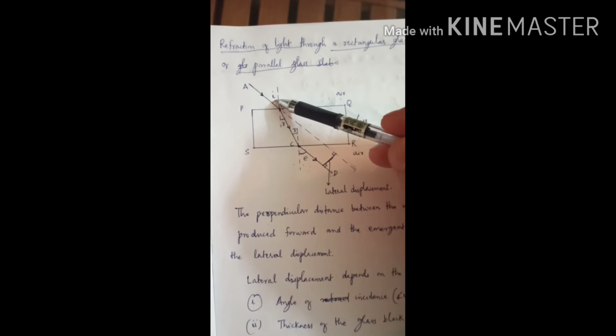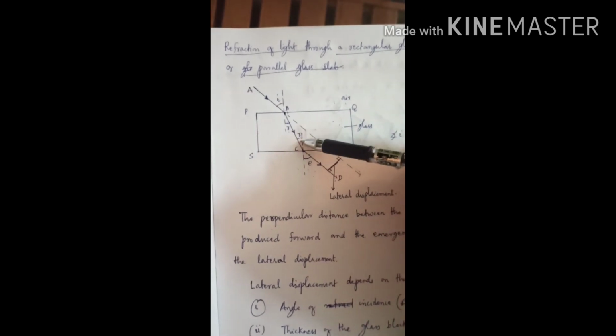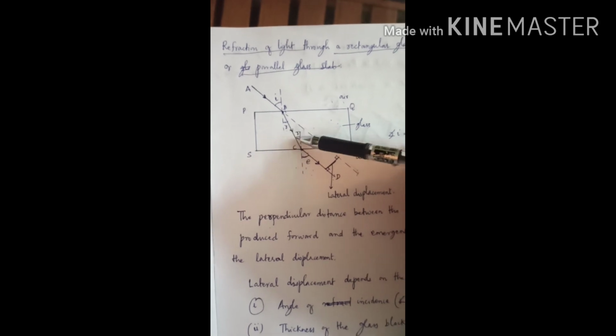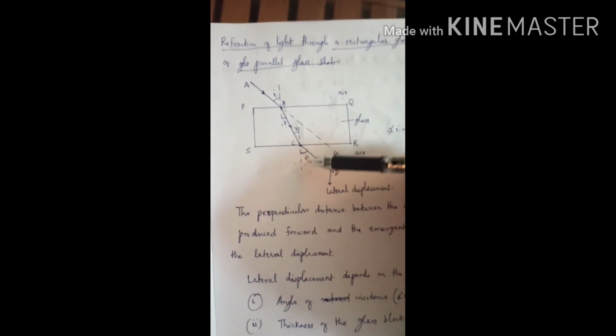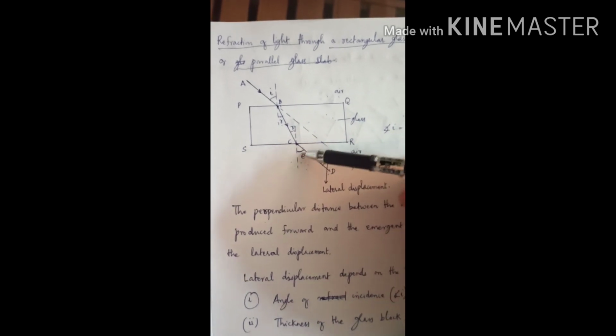So I is the angle of incidence, this is the angle of refraction R. If this angle is R, this will also be R. This type of angles are called alternate angles. And here this is the angle of emergence, the angle between the emergent ray and the normal. This is called the angle of emergence.